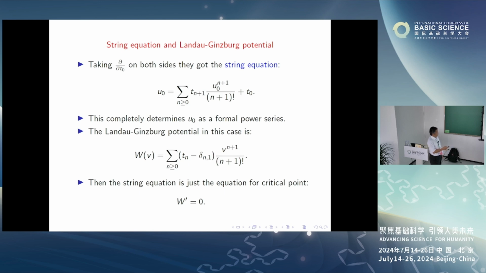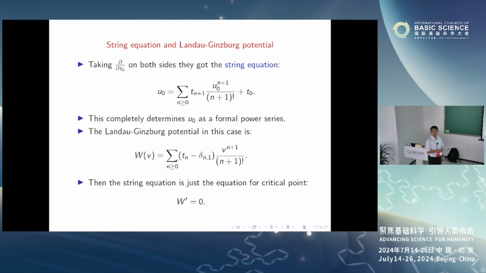So this equation determines u0 as a formal power series uniquely and completely. The next thing that one can do is to interpret this equation as just the critical point of a Landau-Ginzburg potential. So you can move this u0 to the other side, and then you introduce this Kronecker delta, and then you can introduce this function for the Landau-Ginzburg potential in this case. So if you take the derivative in v and set it to 0, then you exactly get this string equation.